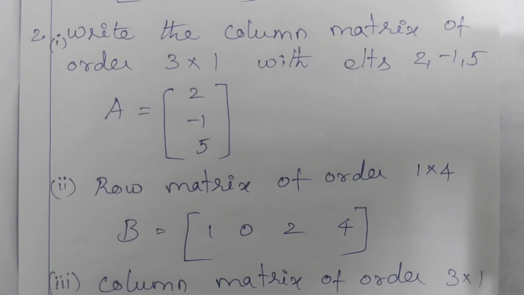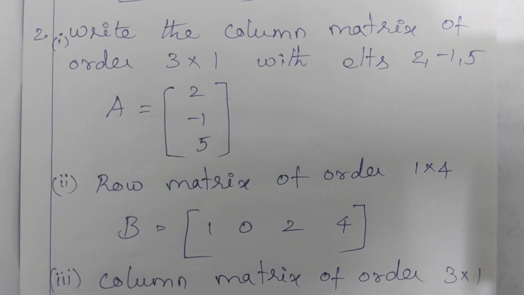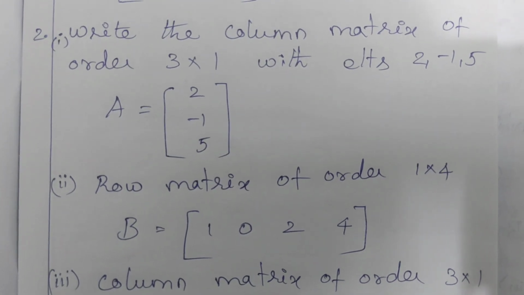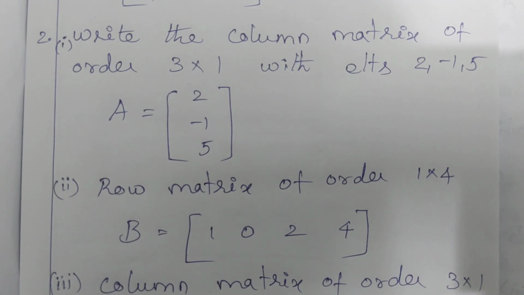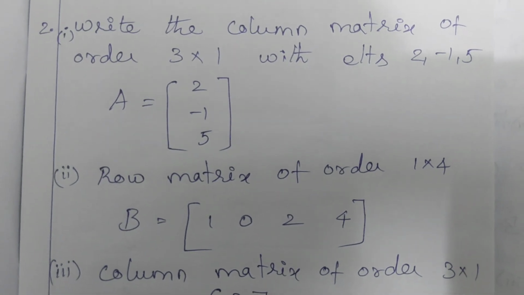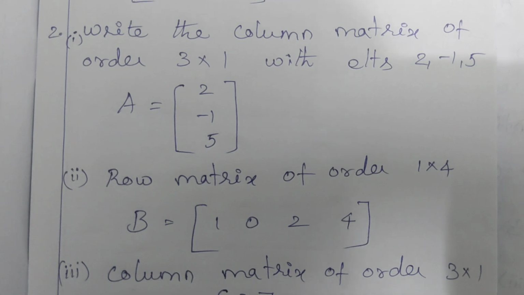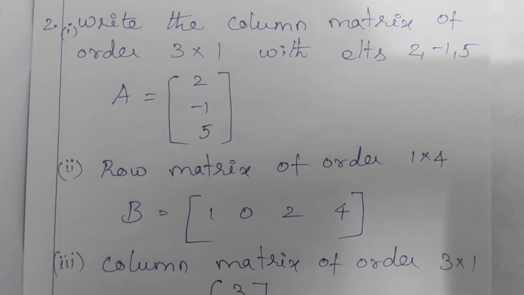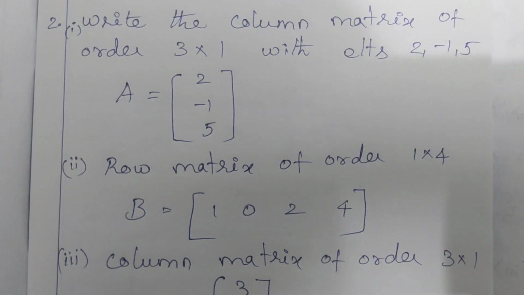Write the column matrix of order 3 by 1 with elements. Elements are given. So 3 rows and 1 column. So we want to write the column matrix. 3 elements are given. First element, second element, third element. This is the answer. A equal to 2, minus 1, 5.